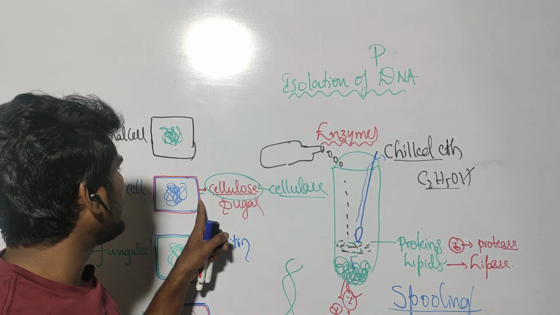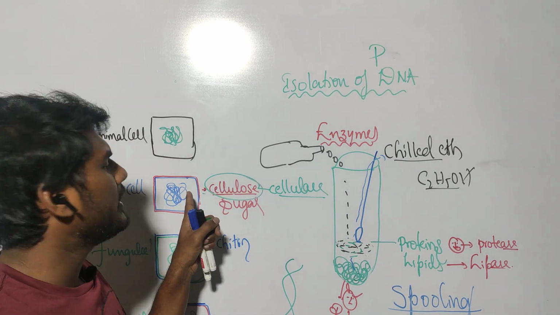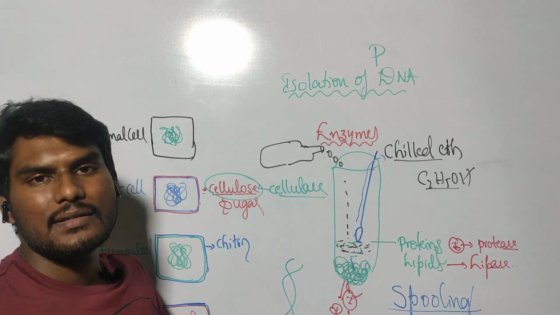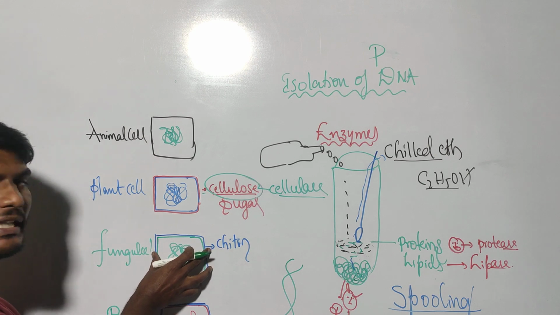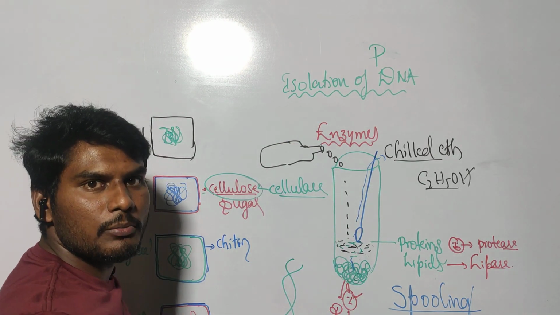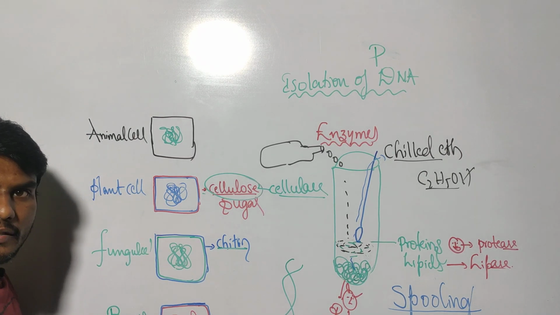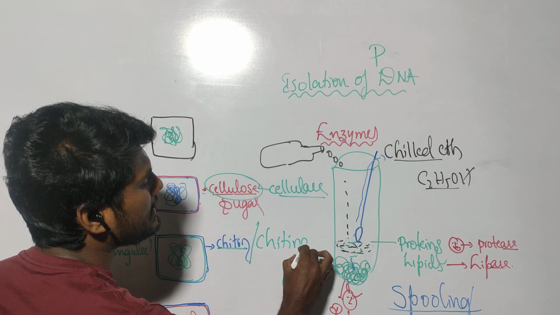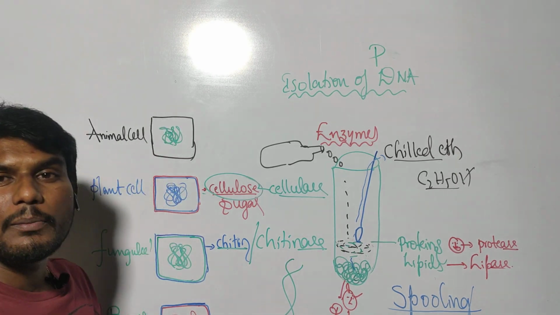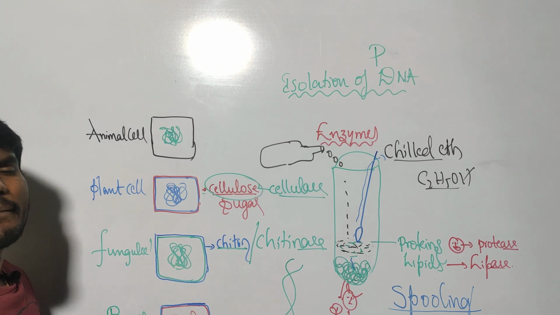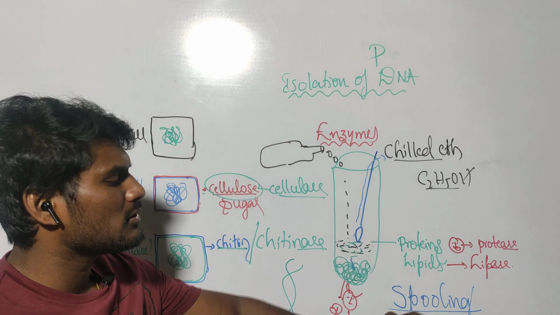And remaining everything is same. If cellulose is broken down, next plasma membrane, protease, lipid, lipase, RNase, etc. If you want to take the fungal cell's DNA, at the time adding the fungal cell inside of the test tube. So cell wall is present, chitin. The chitin cell wall is broken down by the chitinase. And after that plasma membrane etc. everything is same. Yes, isolation of DNA by the process of spooling.